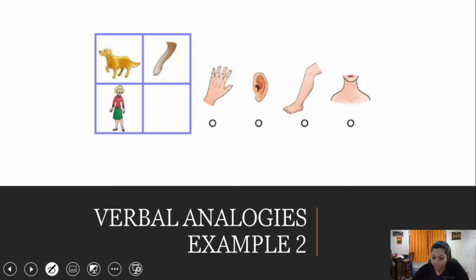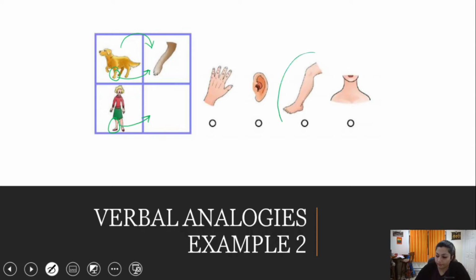Next, we have a classic example of a part and whole. Over here we see a dog, and the dog picture changes into a paw. So a paw is a part of the whole dog. Considering that rule, a leg will be the part of the whole human.